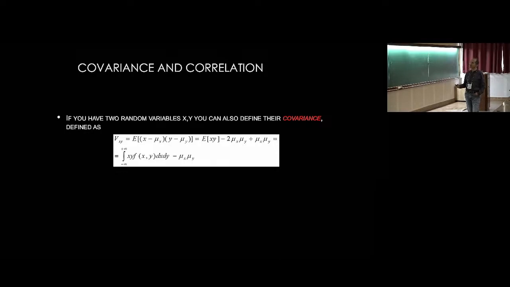But you can prove easily that this comes out as E of x times y minus 2 times, well, this is just an equivalency, but when you expand you get minus 2 mu x times mu y. The expectation value of mu x is mu x, and the expectation value of mu y is mu y, because they don't depend on x and y. So this comes out of the expectation value symbol, and then you have plus mu x mu y, which also comes out. So that is basically what you come out with.